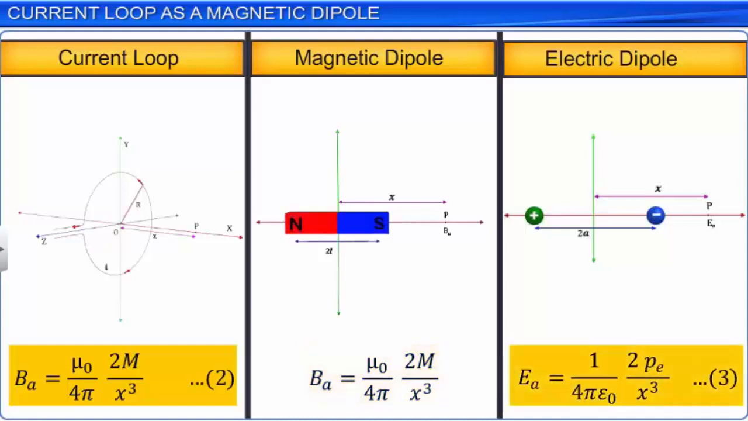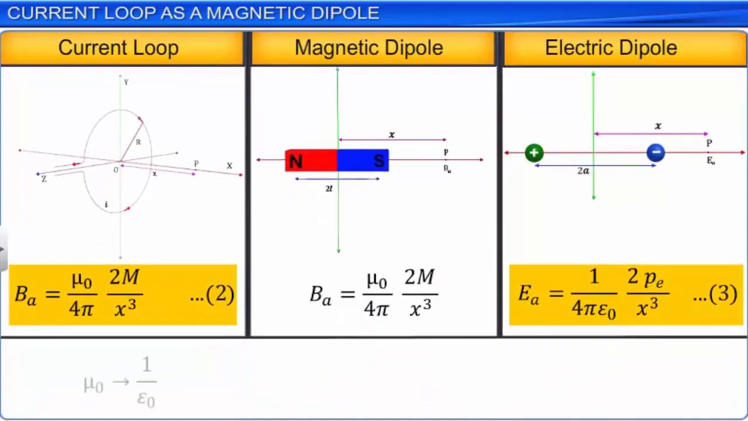Compare equations 2 and 3 to notice that mu naught is analogous to 1 by epsilon naught. This depends on the medium where the electric dipole or the magnetic dipole is placed. M is analogous to PE. That is, the magnetic dipole moment is similar to the electric dipole moment. Also, BA is similar to EA. That is, the magnetic induction is similar to the electric field intensity.